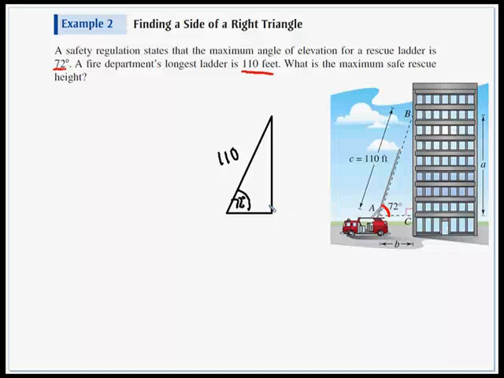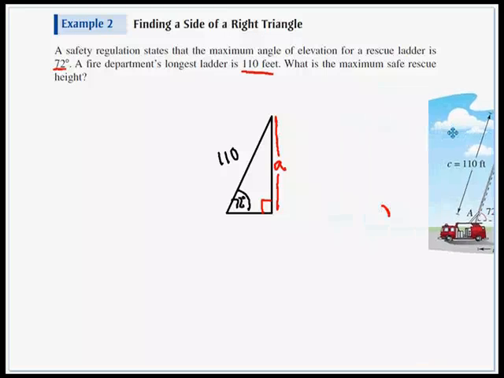Here is our right angle. And they're asking us to find the maximum safe rescue height, which is going to be this opposite side. Here they're using an A for it. So we want to find this side A. So I can get that picture out of the way.